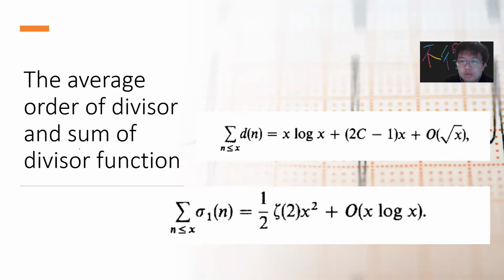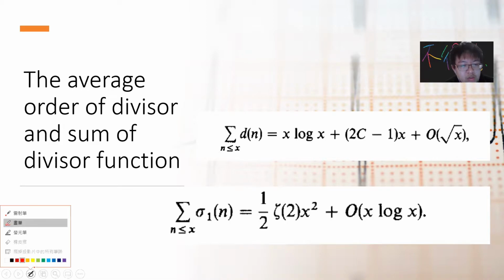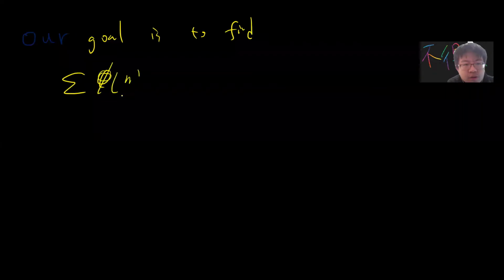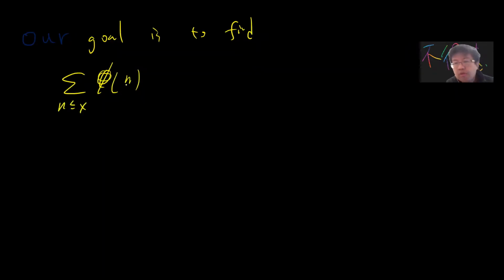What's up, guys? Previous video I already discussed the average function of the divisor and the sum of the divisor function. So in this video I want to talk about the famous results of the average function of the Euler phi function. So our goal is to try to find the average order of this Euler function.